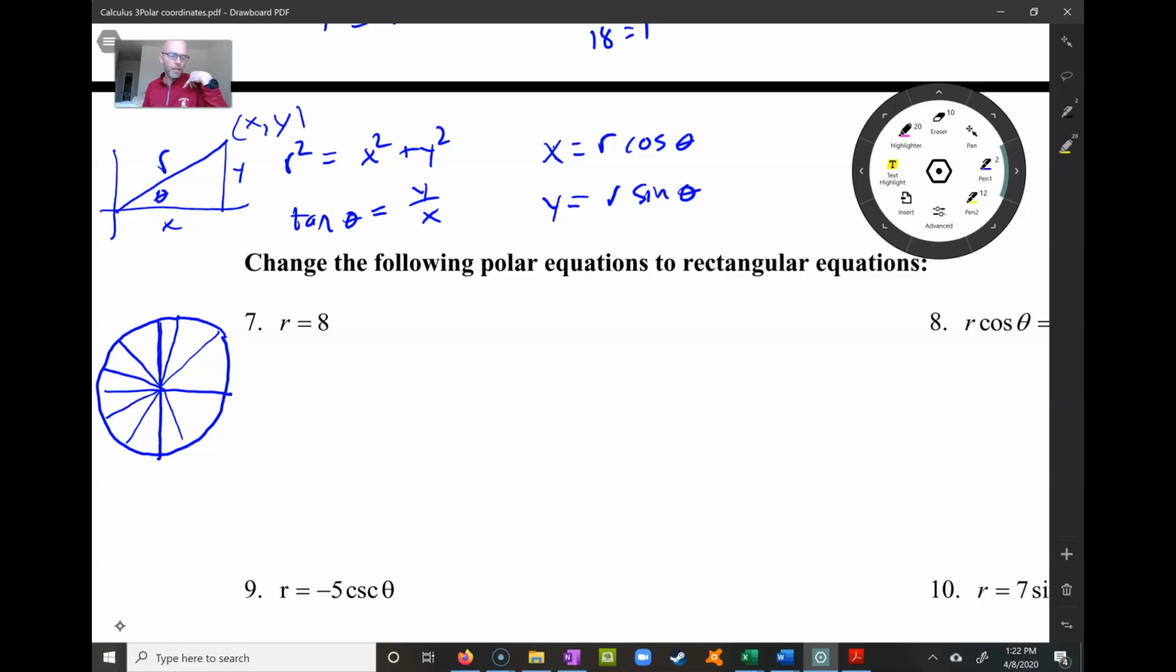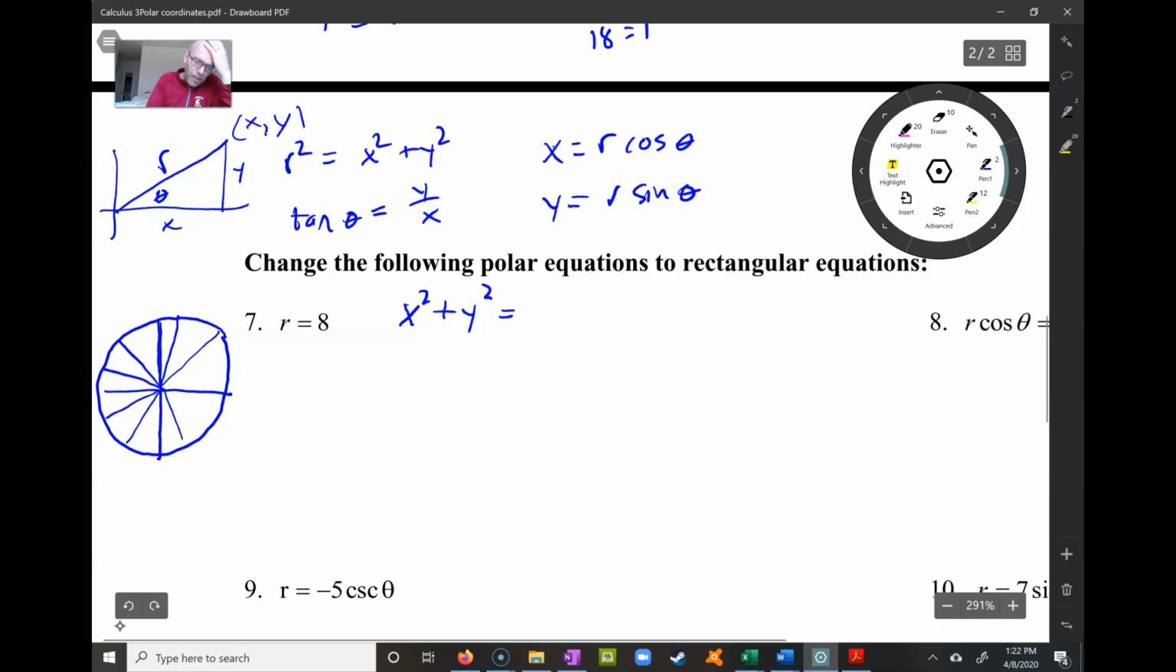So how are we going to come up with the equation? Well, if we know our equation of circles, we know that if you have a circle that's centered at 0, 0, and a radius of 8, that would just be x squared plus y squared is equal to radius squared, which would be 64, right? So that would be the equation.